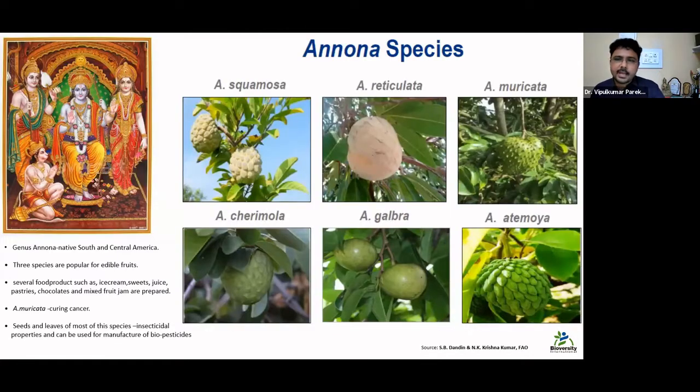Then the whole Ramayana is carried by the Annona species group, in which Annona squamosa is considered Sitafal, reticulata is Ramphal, Muricata is Laxmanphal, and Cherimola is Hanumanphal, and these two are other species. But we are using only very few of these.